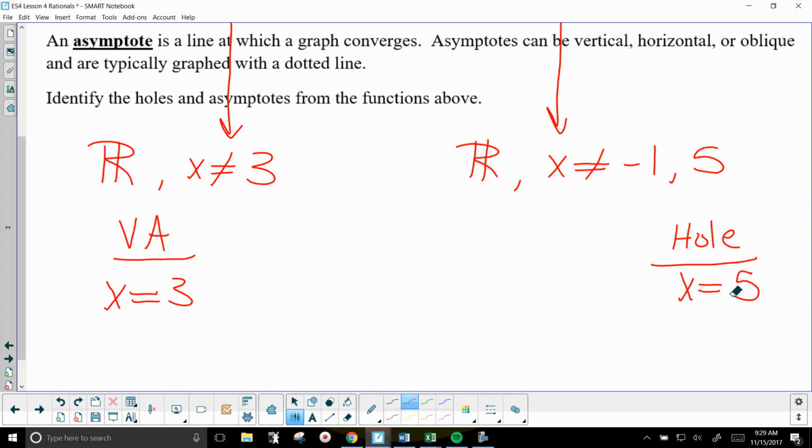And the other one did not cancel, which means it was a vertical asymptote at x equals -1. So we start with the domain, that's everything. We then split the domain into holes or vertical asymptotes.